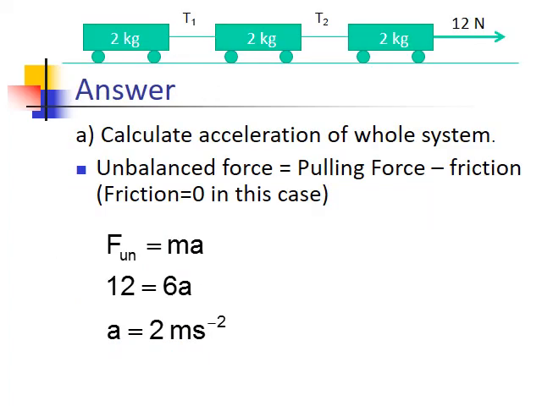So to calculate the acceleration, we need to treat the whole system. So the force applied to the whole system is 12 newtons, and that's the unbalanced force because there is no friction in this case. The mass of the whole system is 2 plus 2 plus 2, which is 6 kilograms. So this means all of the objects, because they're all tied together, will have an acceleration of 2 meters per second squared.